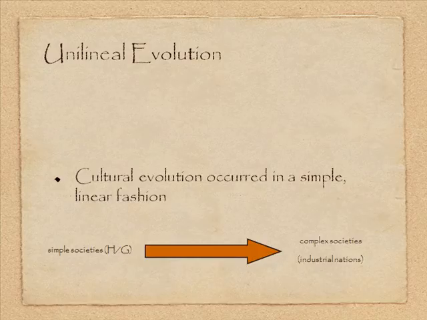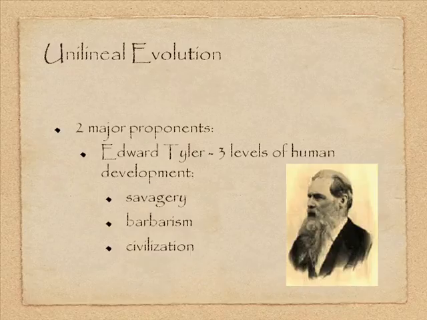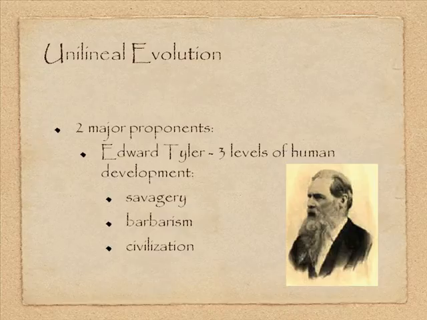So you have three basic levels of human development. Edward Tylor came up with the term savagery being the most basic or the simplest. Then societies moved through barbarism and up to civilization. So savagery was hunting and gathering. Barbarism, simple farming and pastoralism. And then civilization based on literacy. And he assumed that all societies went through this, and all societies' goal was to become civilized.